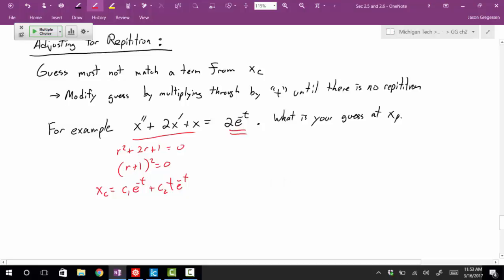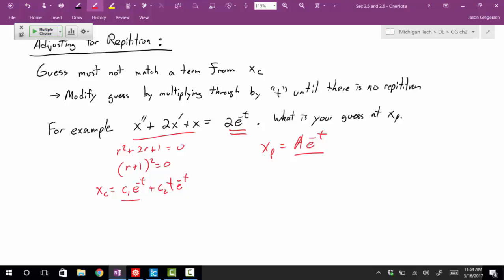Now I got to find a guess for my solution. Well, if my right-hand side is some number times e to the -t, it makes sense for me to guess that my solution should look like some number e to the -t. That's what I would guess. But now I look at my complementary solution and I say, uh-oh, some number e to the -t, some number e to the -t. That's what I mean by overlap, right? If I plug in this xp to try to find a, it's going to give me 0 because this is a piece from the complementary solution.